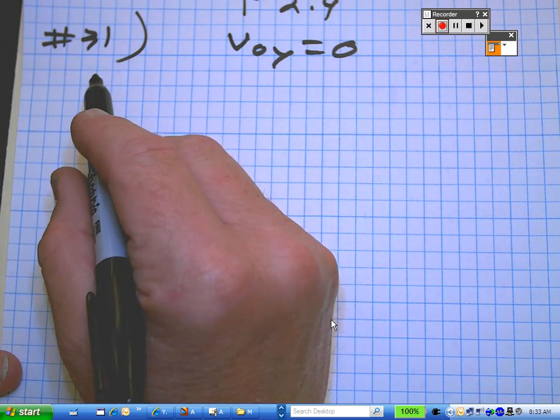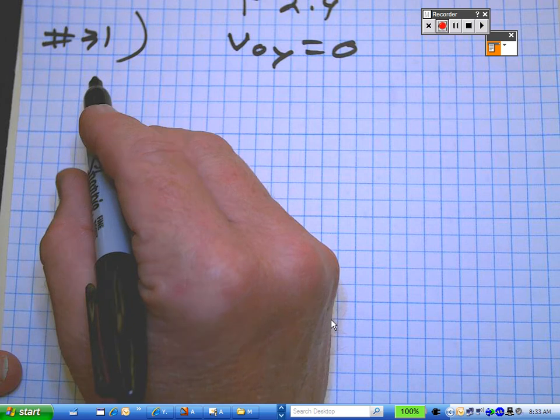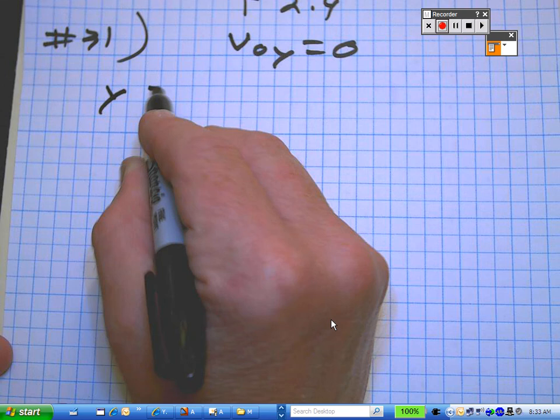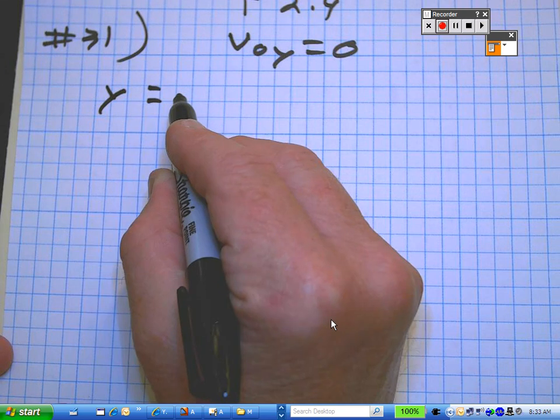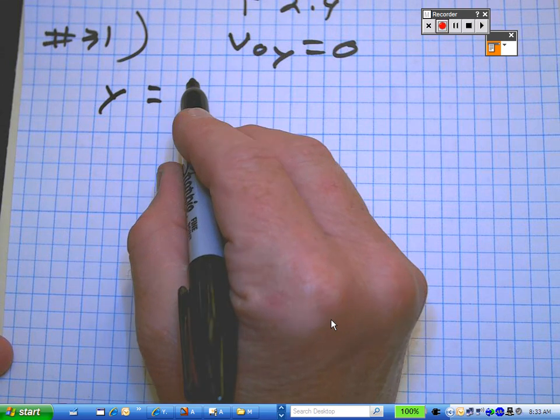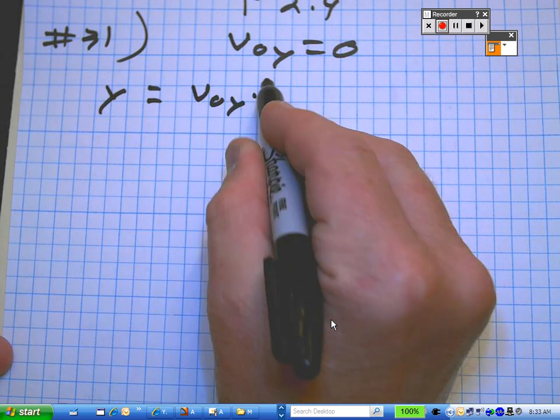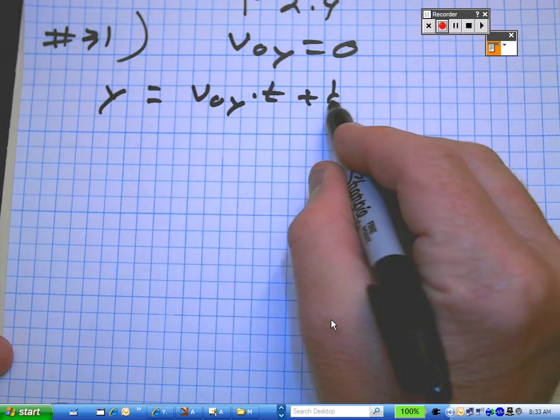The distance formula, remember where you are, could be called X or Y. We'll call it Y this time. It has fallen a distance Y, which is V0Y times T plus 1/2 AT squared.